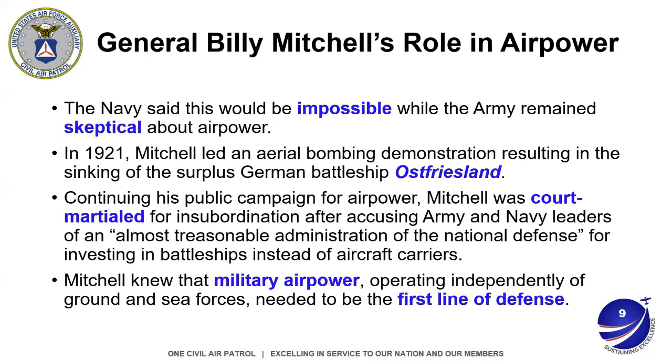The Navy said this would be impossible, while the Army remained skeptical about air power. However, in 1921, Mitchell led an aerial bombing demonstration resulting in the sinking of the surplus German battleship Ostfriesland. Continuing his public campaign for air power, Mitchell was eventually court-martialed for insubordination after accusing Army and Navy leaders of an almost treasonable administration of the national defense for investing in battleships instead of aircraft carriers.